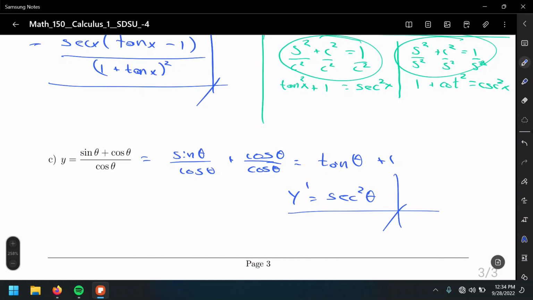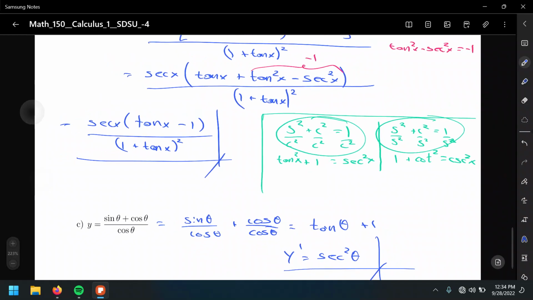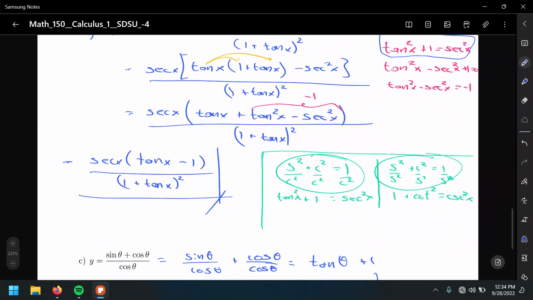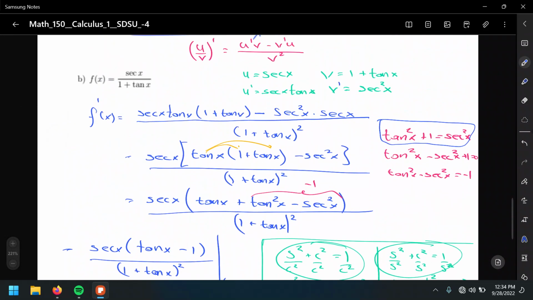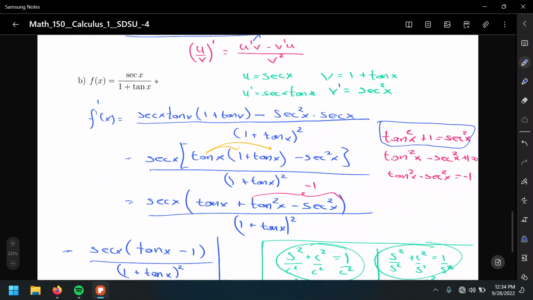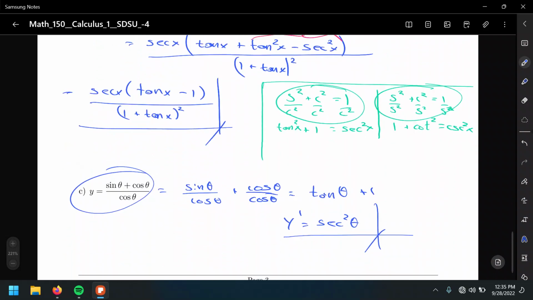So in some cases, no need to go through the quotient rule. In the previous case, we did the quotient rule, and that's because, unlike letter C, we were able to split the fraction into two fractions. However, that's not possible with letter B. In this case, we cannot do secant over 1 plus tangent over, or secant over tangent, right? We cannot split the fraction in this case. So we have to do the quotient rule, but no need to get too overwhelmed with the quotient.